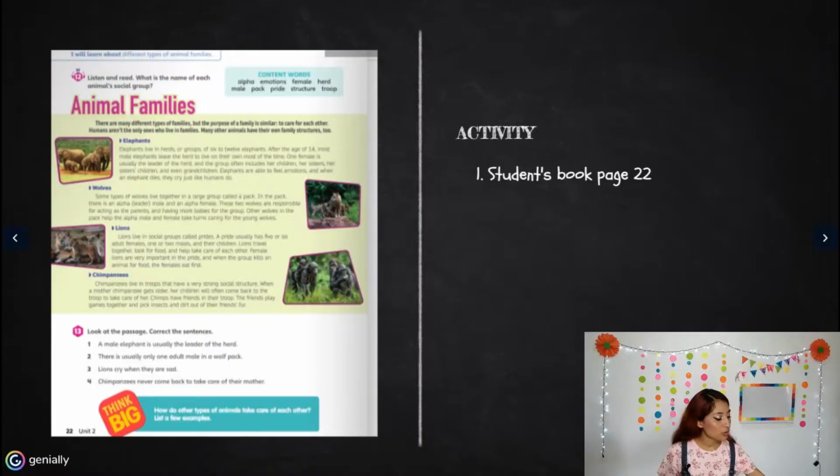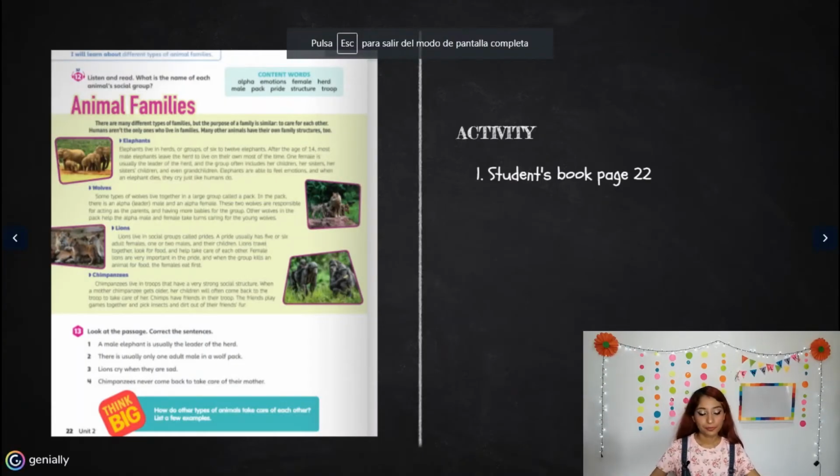We have page 22 from the student's book and it's called Animal Families. And the activity 12 is an audio that we are going to listen and also read. And it says, listen and read. What is the name of each animal's social group? We are going to play it, and remember that we have content words that are up to you. If you want to know their meaning, you can find it on the internet. Use your dictionary. I bet you have a dictionary. Book, page 22, activity 12. Listen and read. What is the name of each animal's social group?